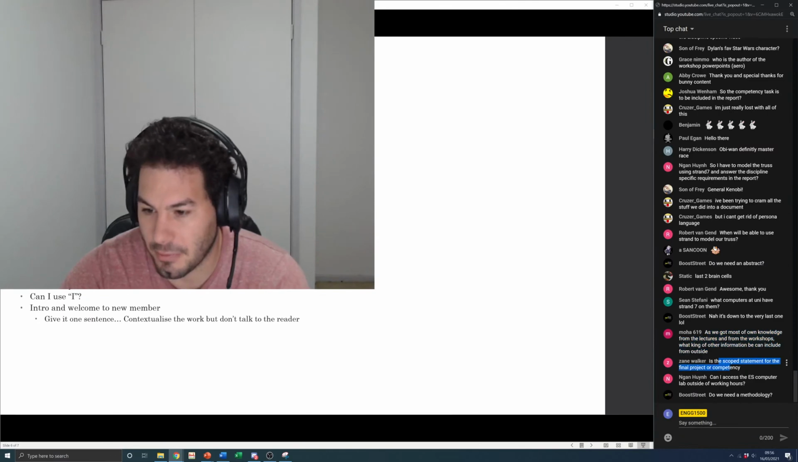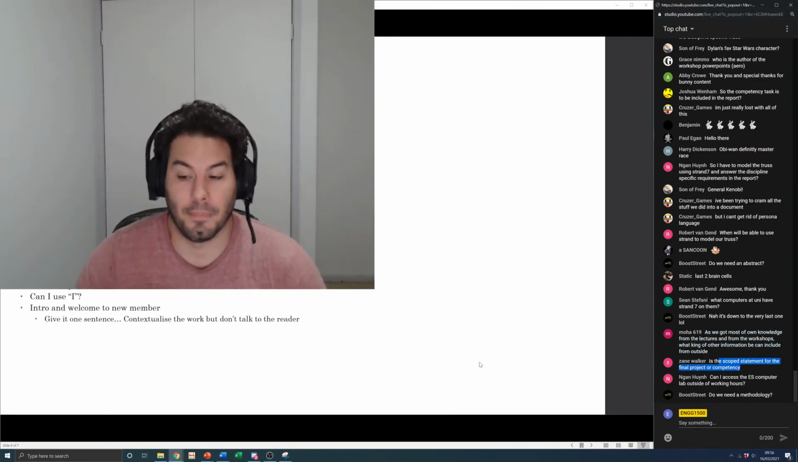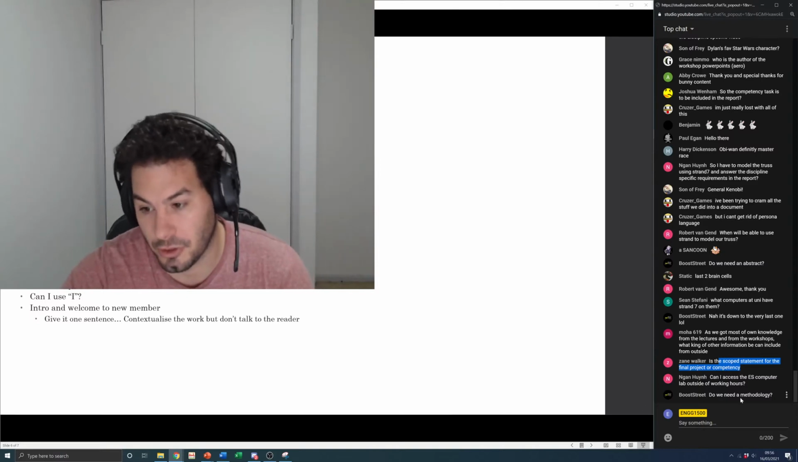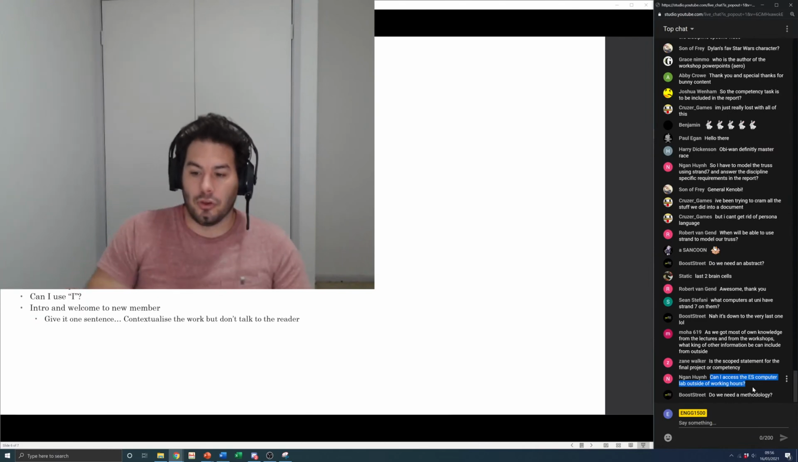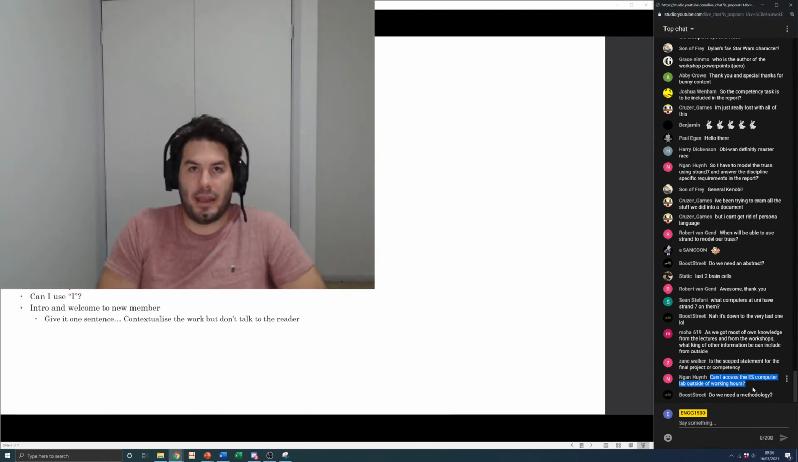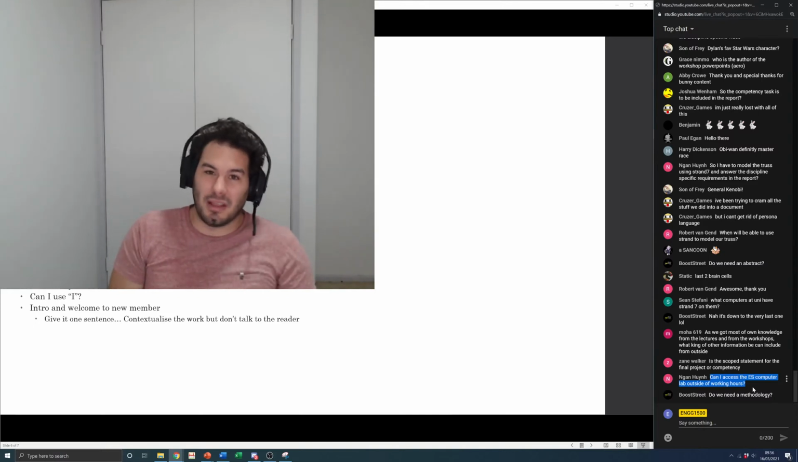Is the scope problem statement for the final project or the competency? For the final project, not for the competency. For the final project is what your scope problem statement is. Can I access the ES computer labs outside of working hours? You can access them whenever they're open, and I think they're open from sort of 7:30 or 8 a.m. in the morning through to about 10 p.m. at night.